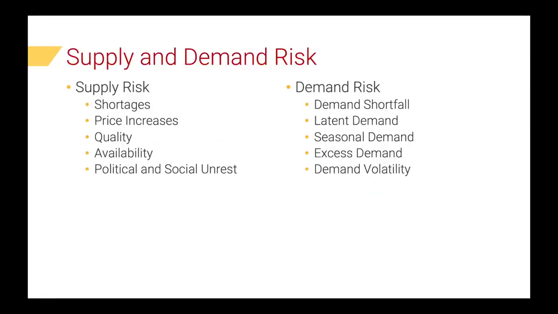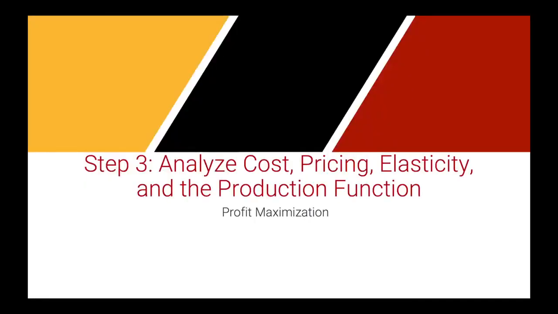Supply risk includes shortages, price increases, quality, availability, and political and social unrest. Demand risk includes demand shortfall, latent demand, seasonal demand, excess demand, and demand volatility. Step 3 is to analyze cost, pricing, elasticity, and the production function.